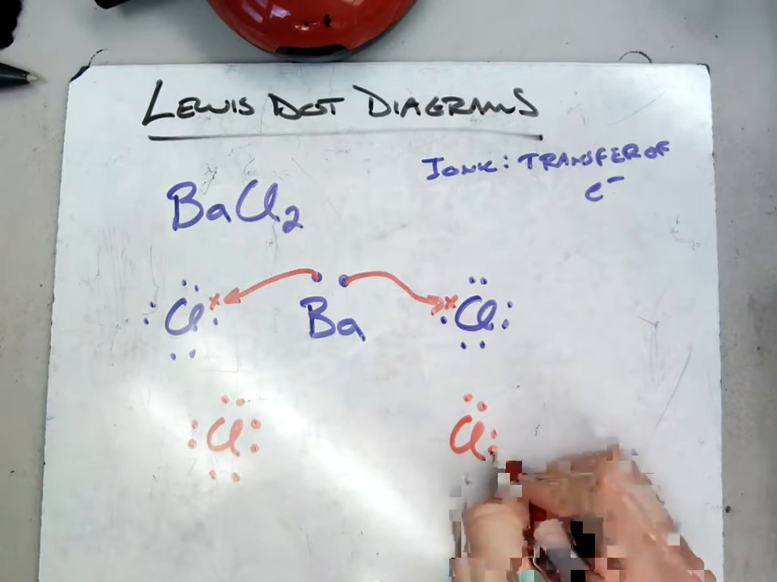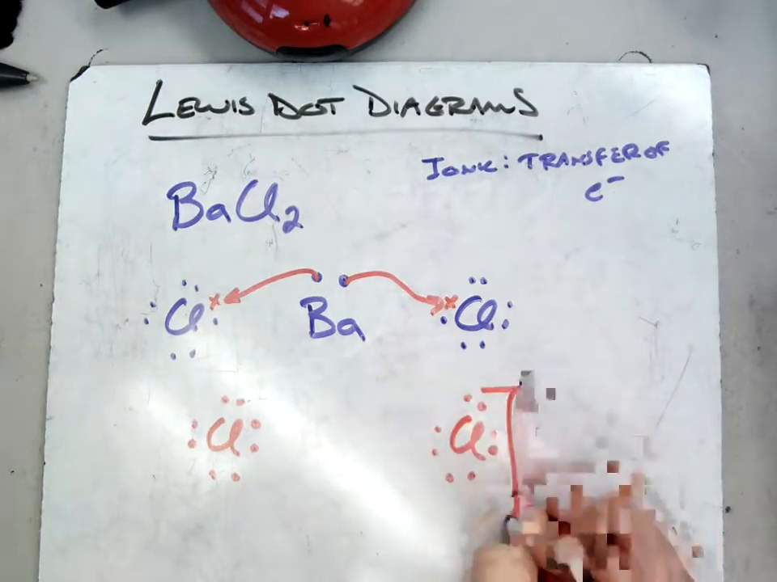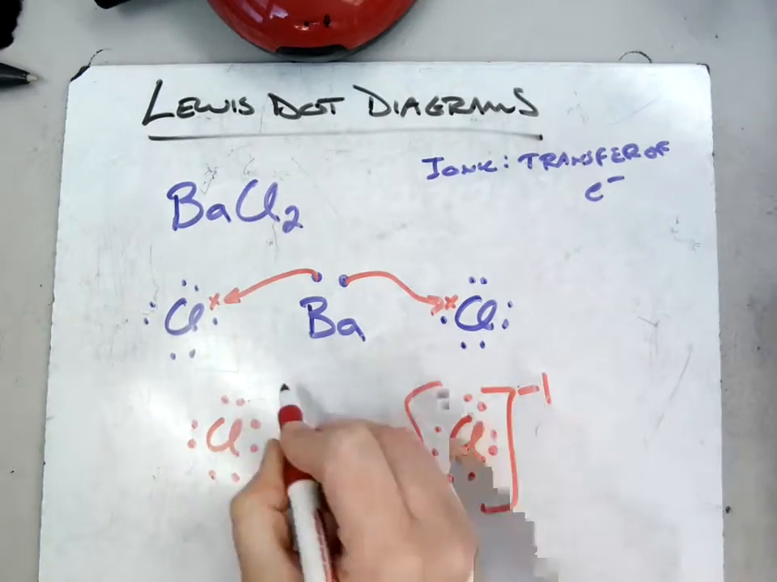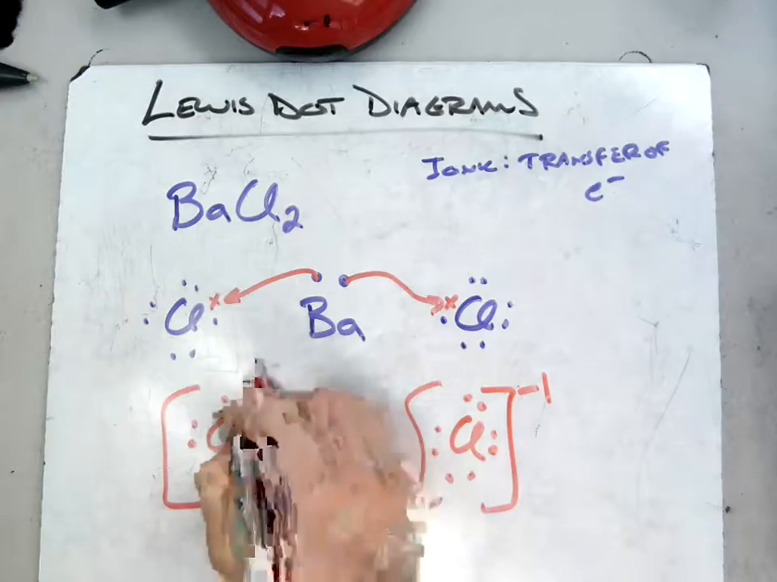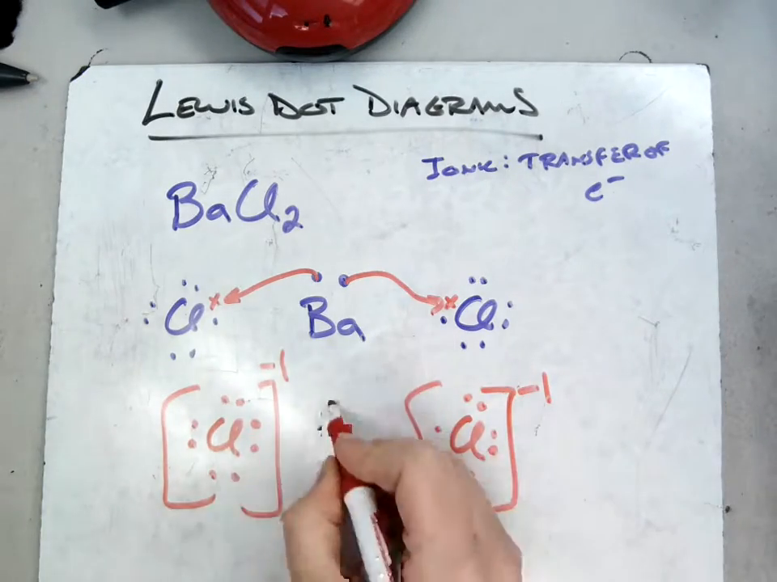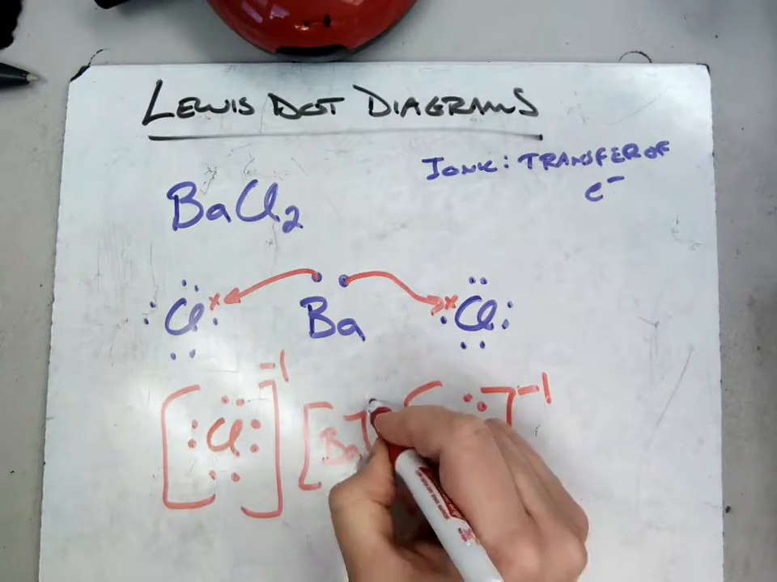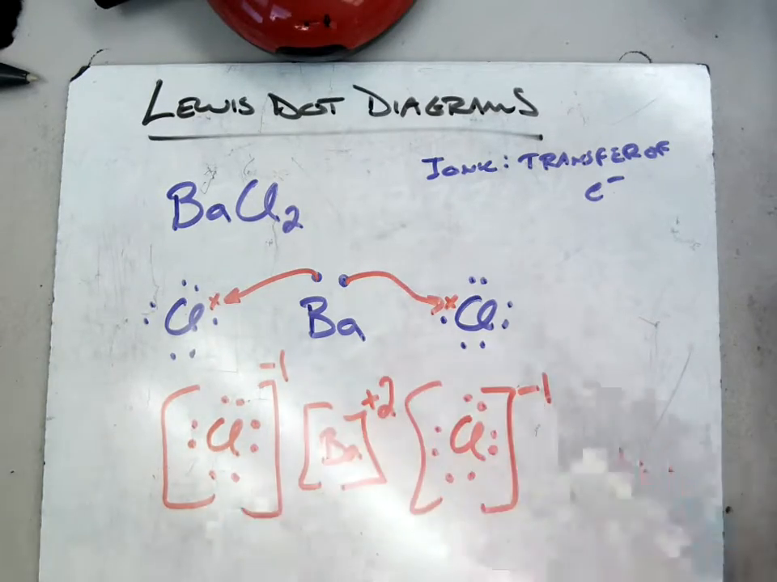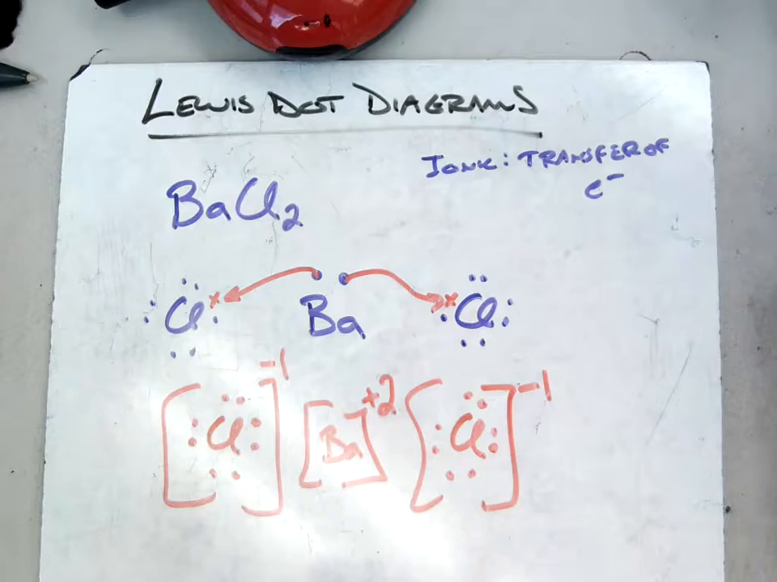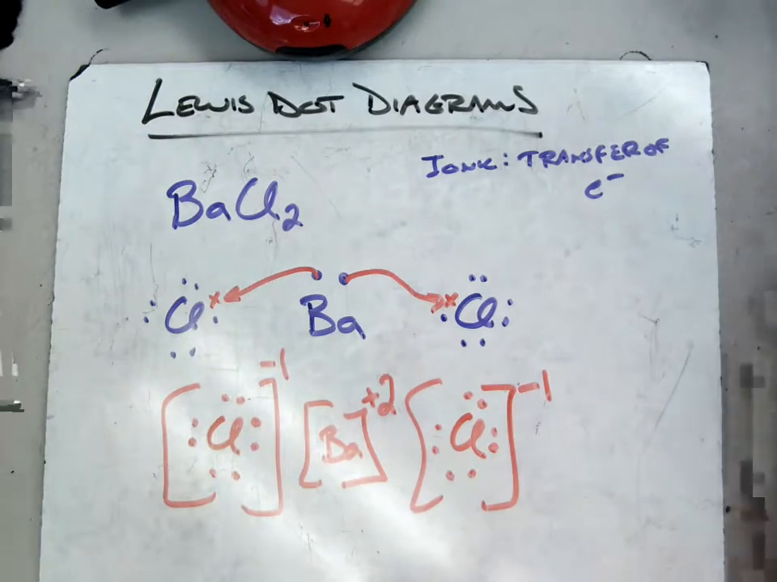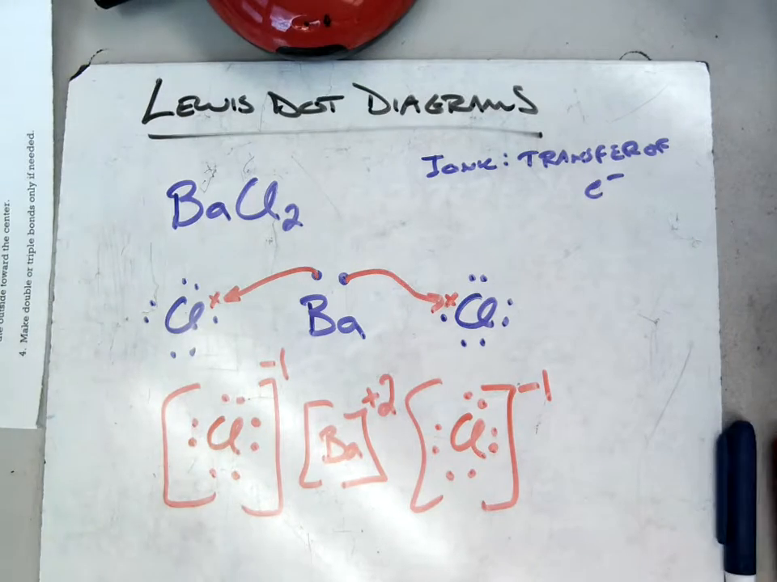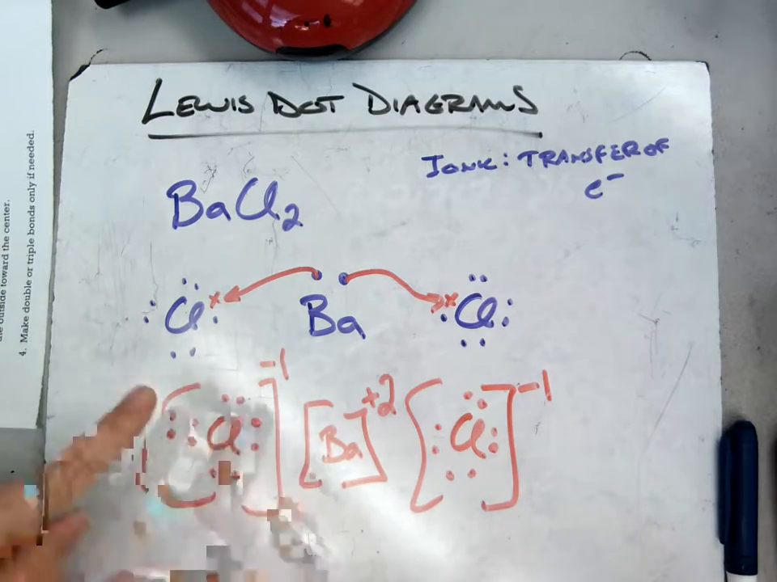And because each chlorine stole 1 electron, he each has a -1 charge. This barium lost both his dots. Losing 2 electrons gives you a +2 charge. This is how it should always end up. The metal should end with no dots, and the nonmetal should end with 8 dots. And here's my ionic compound. It's not showing sharing. Sharing is for covalent. This shows stealing.